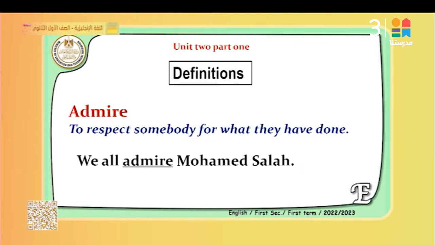Now we are going to be introduced to some of the new vocab which you will meet in the reading text. The first word is the word admire. Admire is a verb and the noun is admiration. So what is to admire someone? To admire is to respect. To respect someone, to like someone for his behavior or for what he has done. We all admire Muhammad Salah. So what does it mean we admire Muhammad Salah? We like him. We respect him.